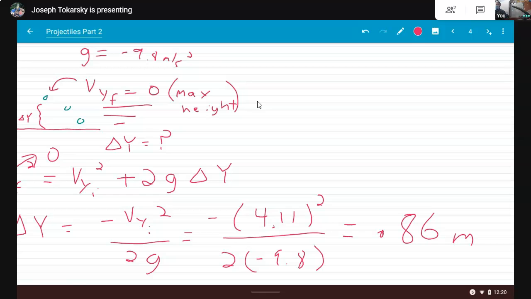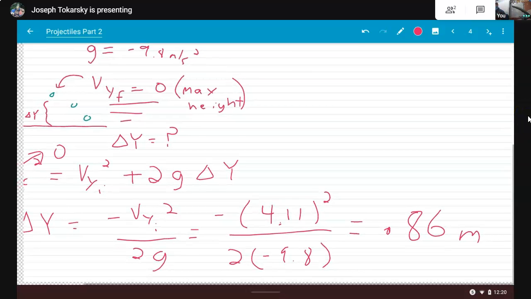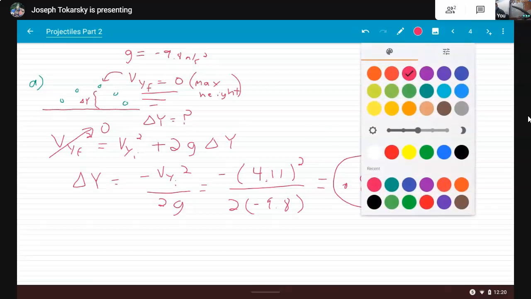Alright? So the most important thing is why it was the max height is because we plug in 0 there. That's the only place the maximum height occurs when that stops at that peak. We okay with that? Alright, part B is the second thing they asked then.